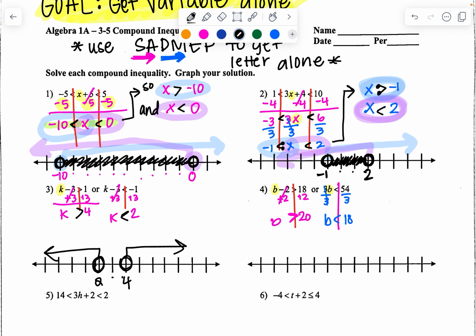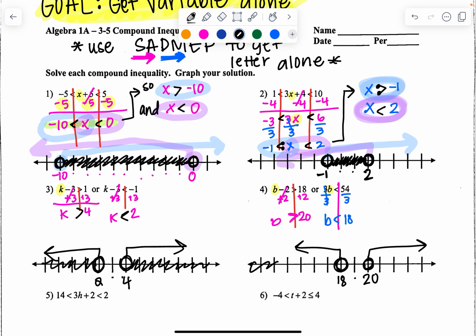Again, this can be anywhere on the number line, but if I just call this like 18, then this would have to be 20. b is greater than 20 is an open circle, and it's bigger, so we're going to the right. b is less than 18 is an open circle, and it's smaller, so we're going to the left. Or your graph might look something like these guys.